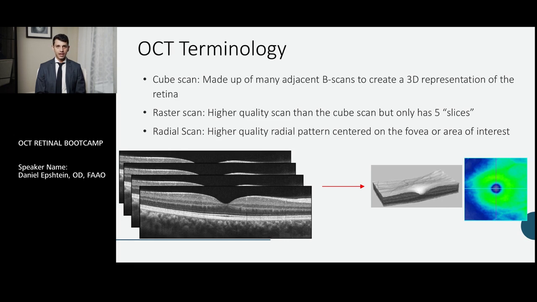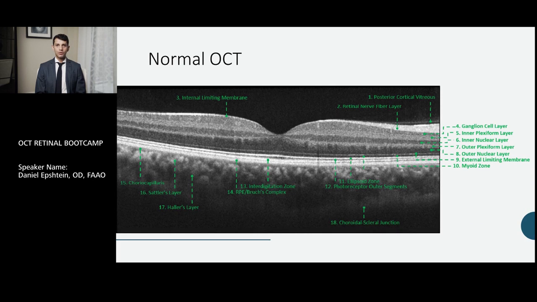A raster scan is going to be more of a high resolution scan, but then you only get 5 slices. A radial scan is similar, it's also a high resolution scan, and it's centered around the fovea or the area of interest. So looking at normal OCT, there's a lot of layers that you can see with OCT, and some of them are going to correlate to what you see in anatomical and histological slides as well.